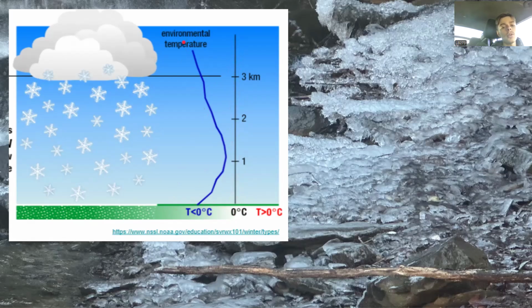But this blue line is environmental temperature, and notice how all of it is to the left of the 0 degrees Celsius line. What that's going to tell us is that we are almost certain that the precipitation will be snow. So if we see models showing this, then that's going to tell us that we'll probably have snow in the future. And once again, it's because this blue line is all to the left of this line.